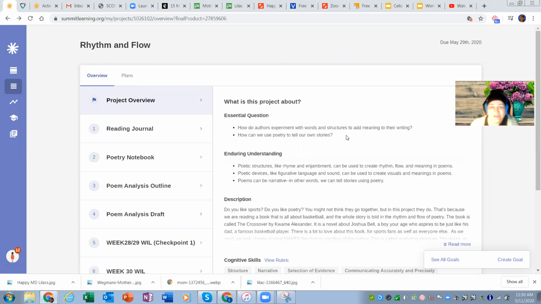How do authors experiment with words and structure to add meaning to their writing, and how can we use poetry to tell our own stories? So what you're going to be doing here is writing your own poetry about yourself.